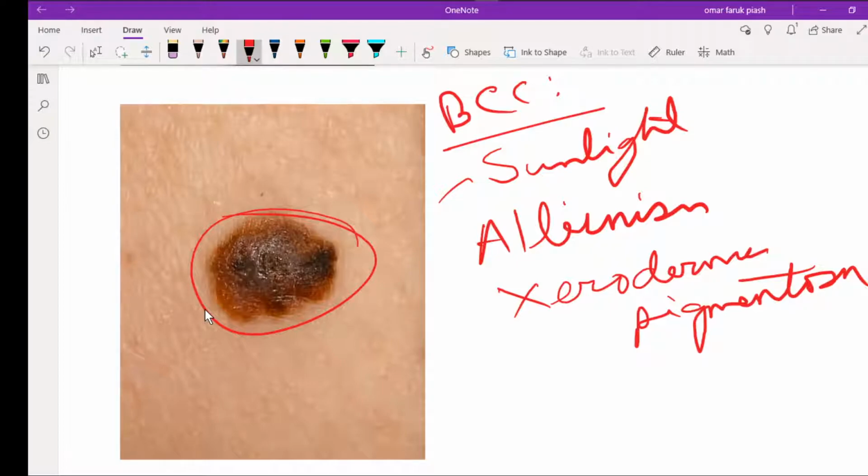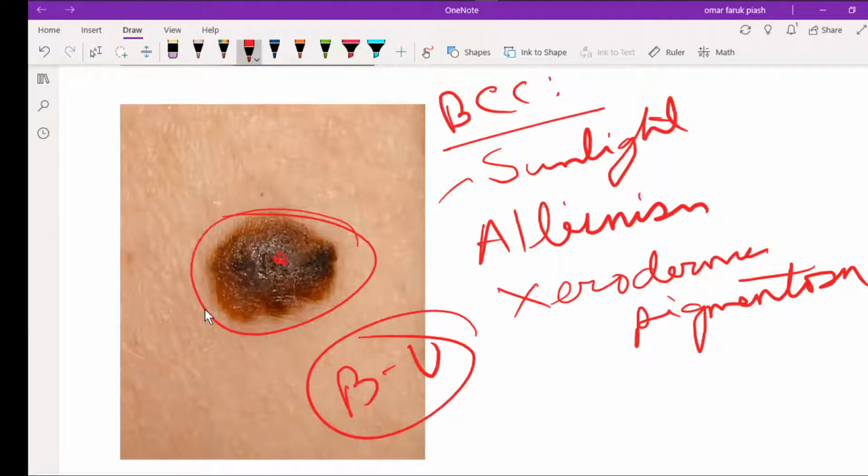It presents as an elevated nodule with a central ulcerated crater surrounded by dilated telangiectatic vessels. It's a pink pearly button. Basal cell carcinoma is usually on the upper lip, and squamous cell carcinoma is usually on the lower lip.